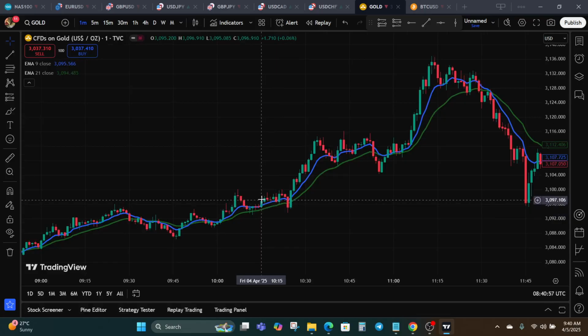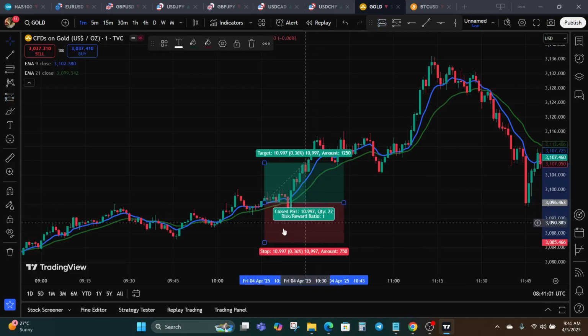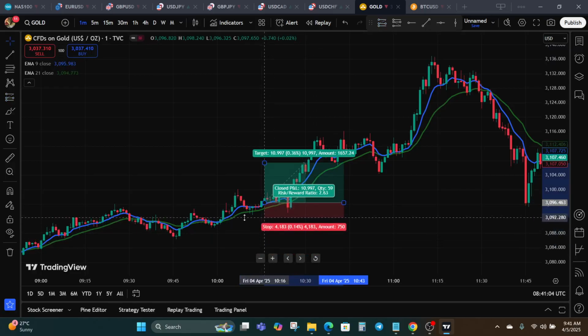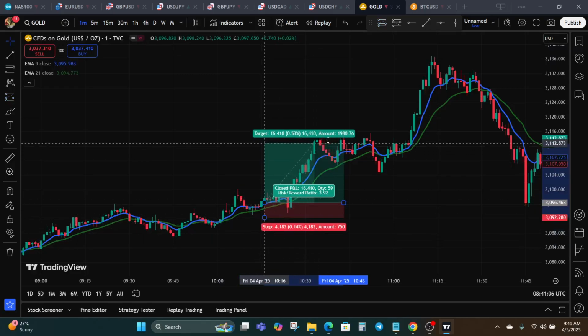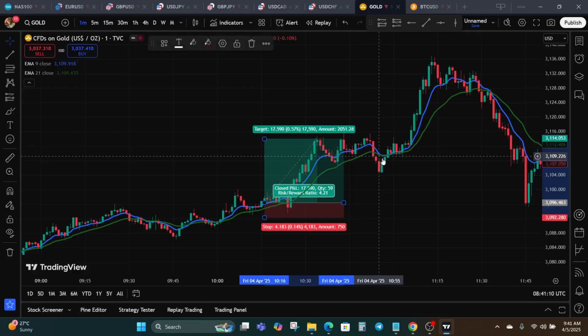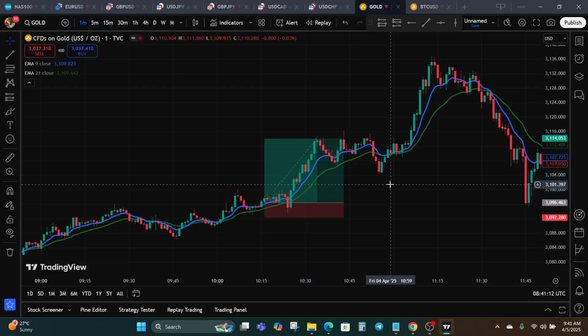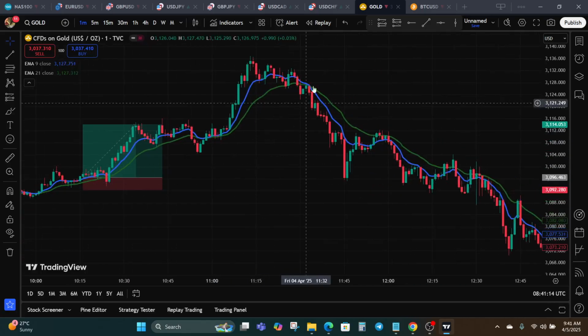You can see what happened around here. So after that, you can enter your buy after you get your confirmation. Stop loss below the recent swing low. Take profit can be at the next resistance zone, or when the bearish crossover happens, you jump out of your buy trade immediately.